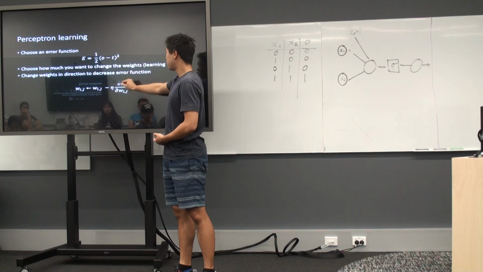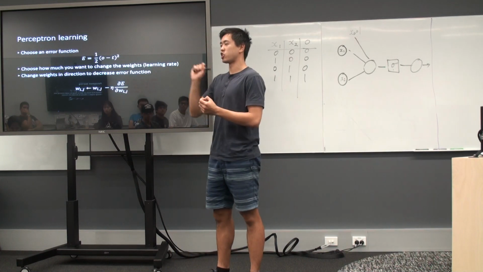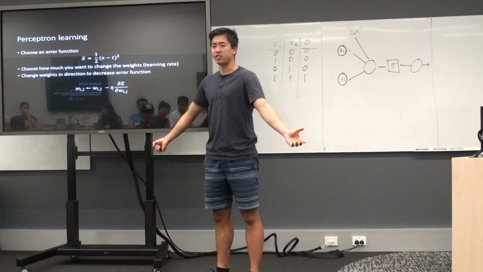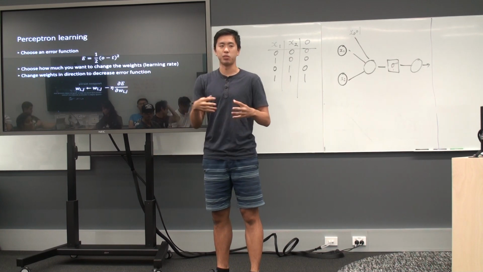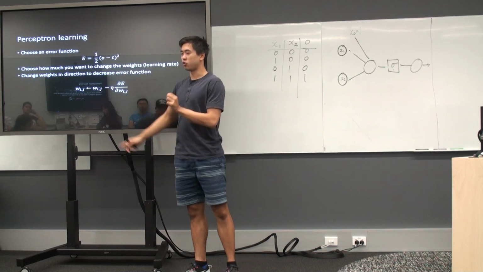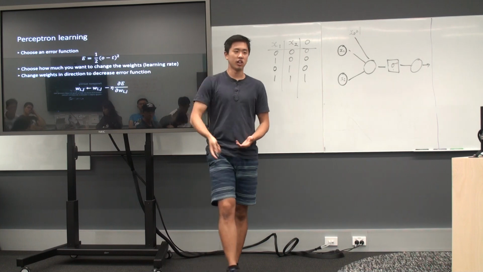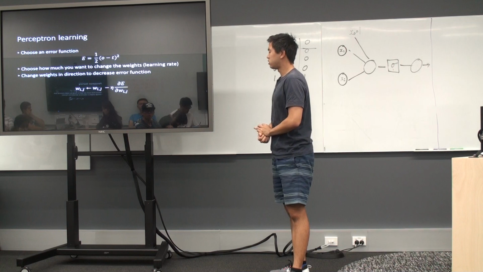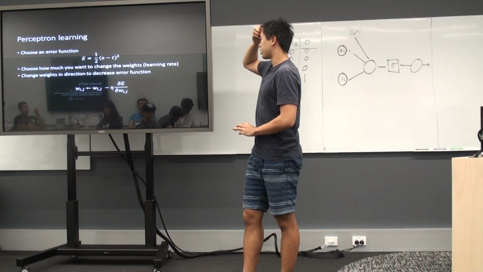This eta is called a learning rate, and that just specifies how much you want to change the weight each time you do. So if you change it by a lot, then you might undo some of the work that was already built into the model, which is not something you want. But if you change it by too little, it will be very slow, it will take a long time to actually change. So this is the general idea.